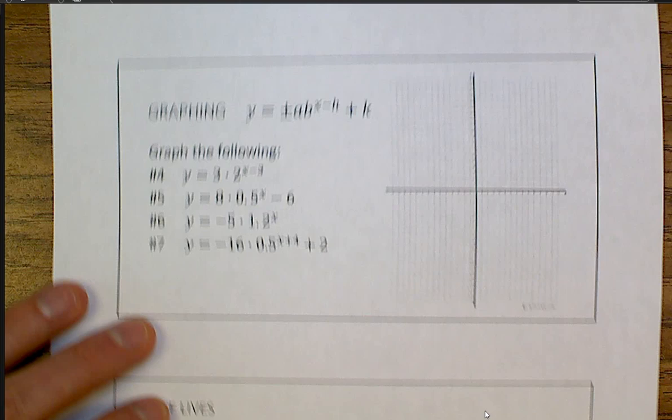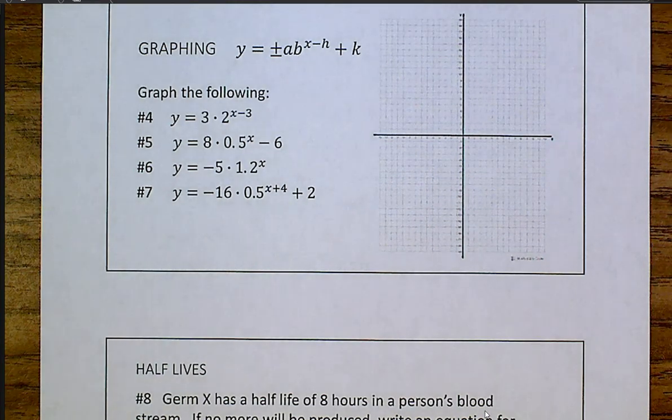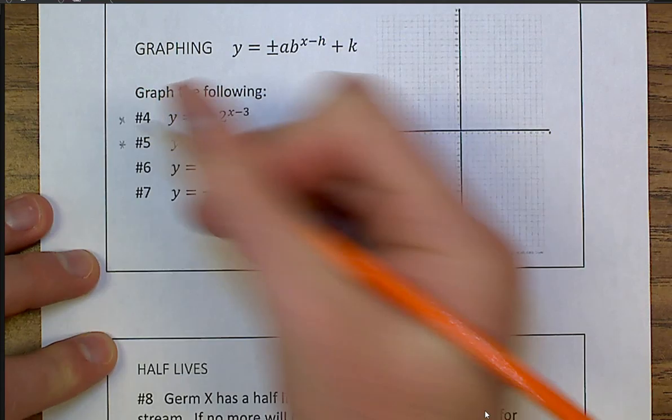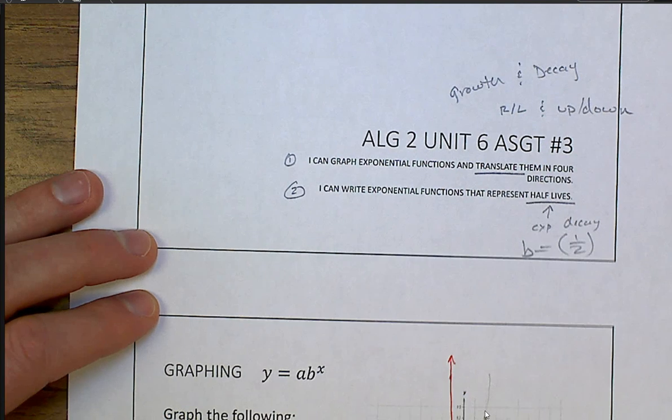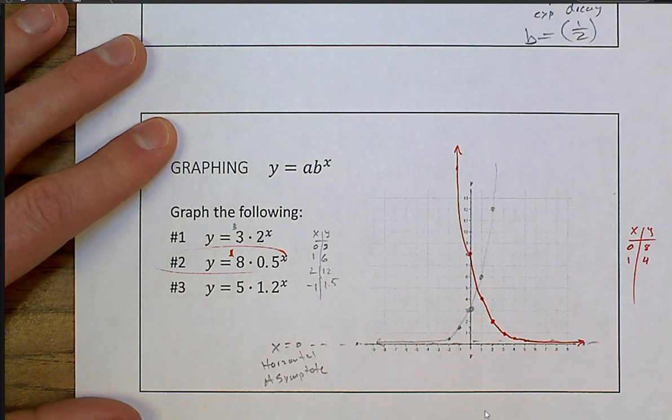So now we're going to get into some translations. And we're going to be shifting graphs to the right and to the left. So I want to focus on number 4 and number 5 because number 4 and 5 are the same problems as 1 and 2. Okay? It's just with some translations.